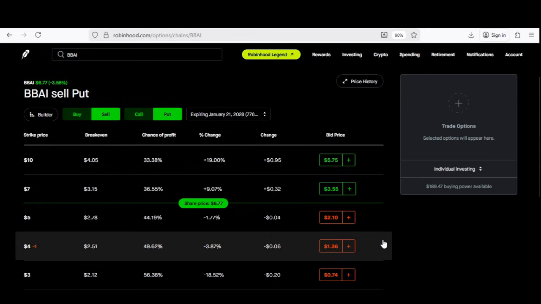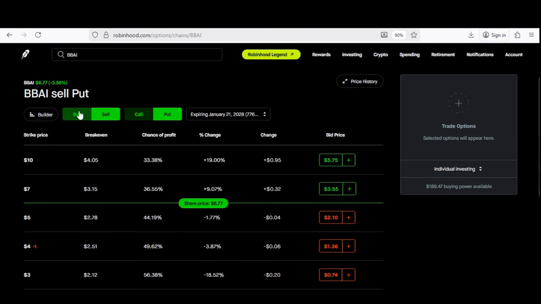Now that you did the leaps put on BBAI, you have $680 in your portfolio that can be used. So here's what we're going to do. We're going to jump into a second option strategy that can be used. Let's go ahead to buy. We're going to go with call.